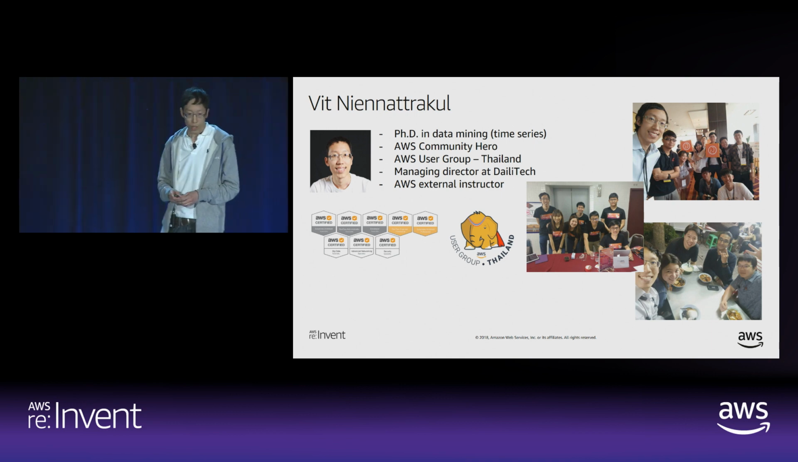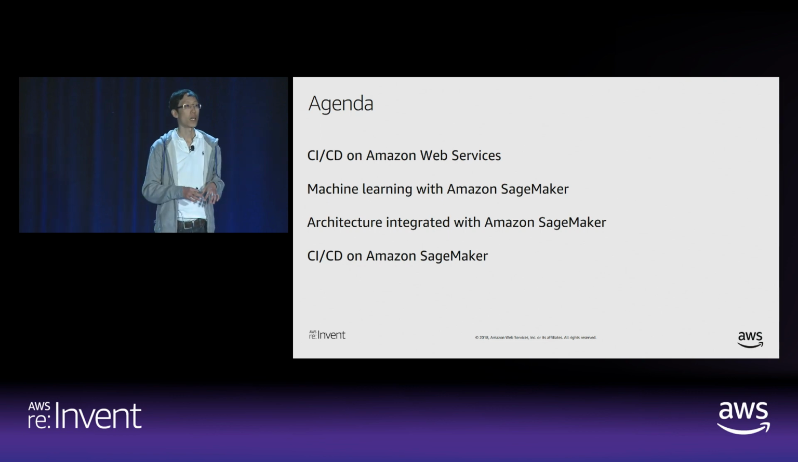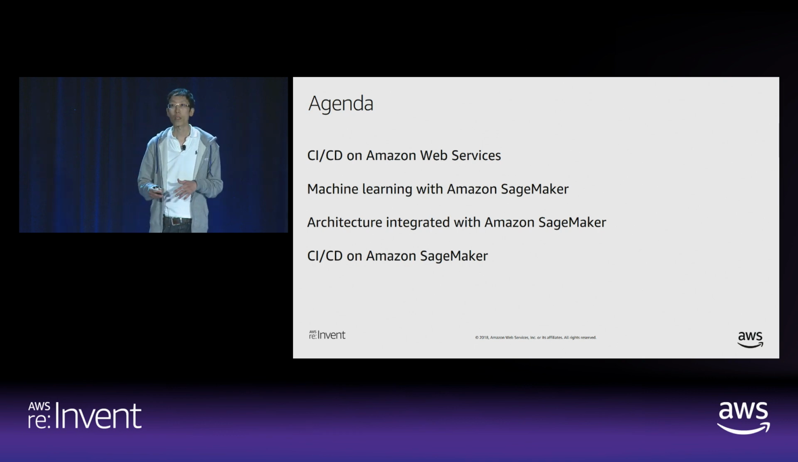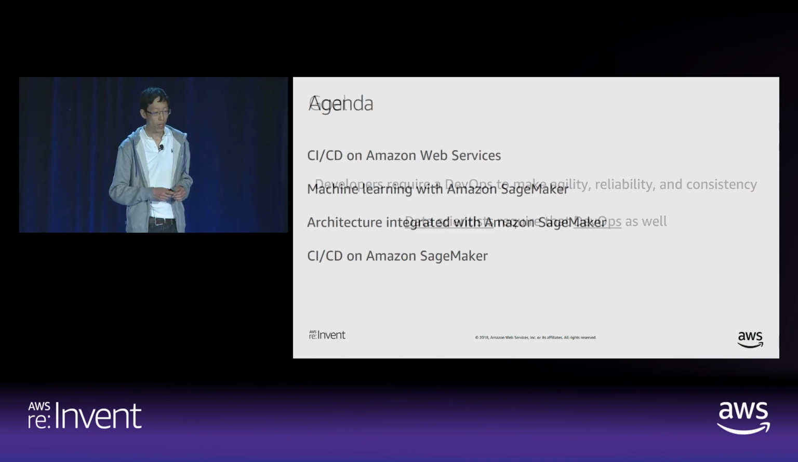Okay. So today's agenda, I'm going to talk about 4 topics. The first one is CI/CD on Amazon Web Services. The second is machine learning with Amazon SageMaker. The third one is how Amazon SageMaker is integrated into the architecture, in a high-level architecture, and how to integrate it with other services. And the last one is CI/CD on SageMaker. I have a small demo on that. So let's see the first one.